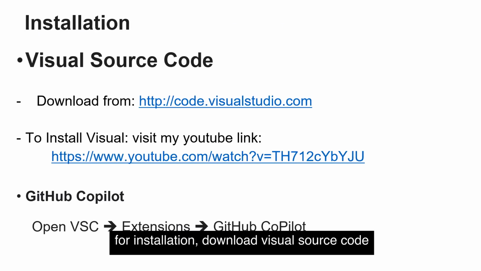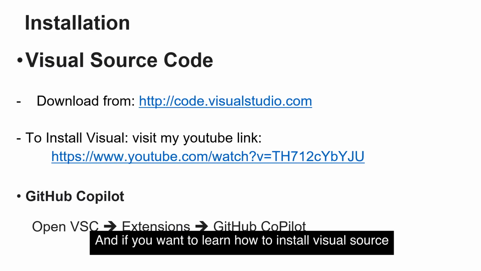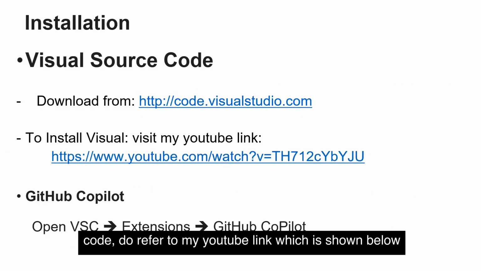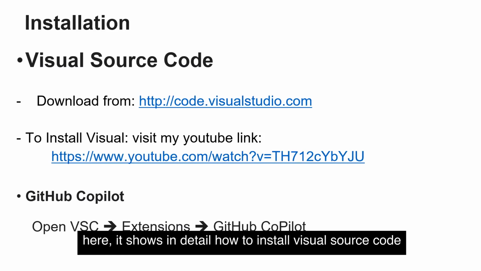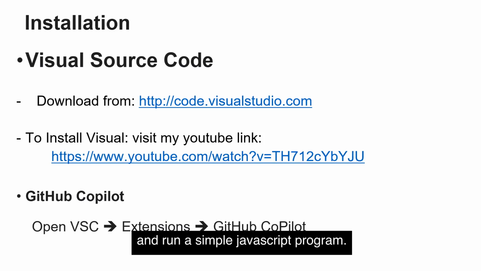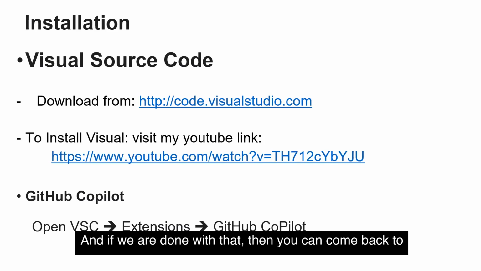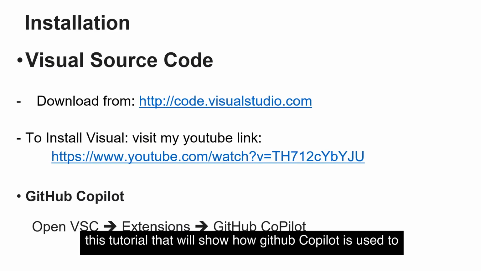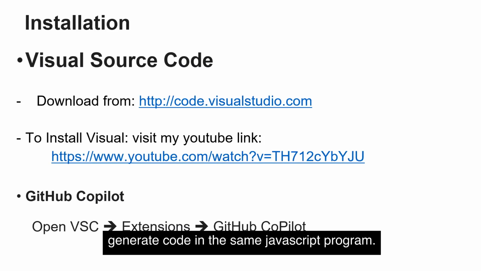For installation, download Visual Source Code from http://code.visualstudio.com. And if you want to learn how to install Visual Source Code, do refer to my YouTube link, which is shown below. Here it shows in detail how to install Visual Source Code and run a simple JavaScript program. And if we are done with that, then we can come back to this tutorial where we'll show how GitHub Copilot is used to generate code in the same JavaScript program.